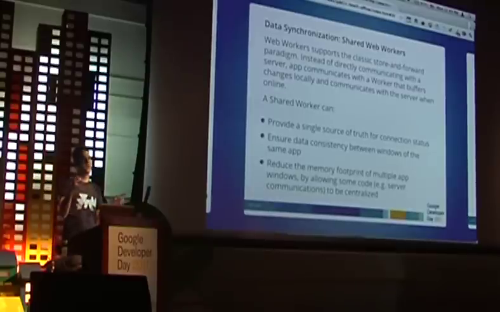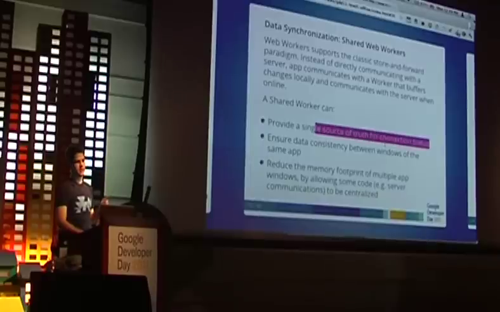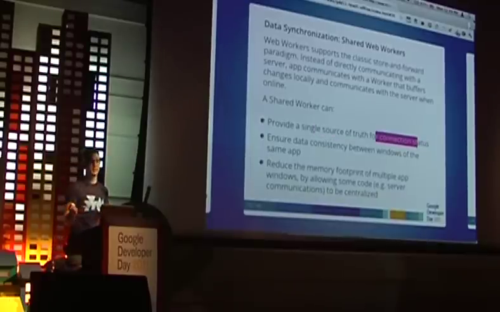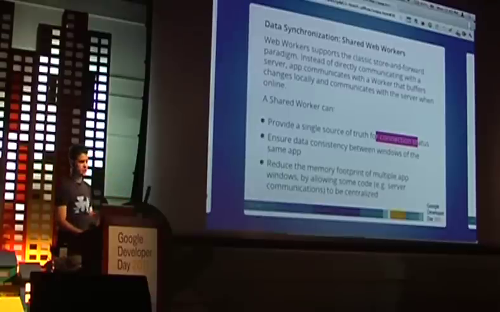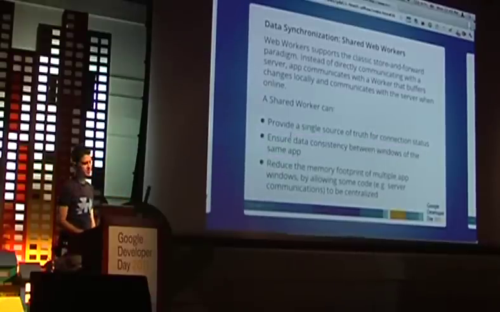Using a shared web worker means that both of those tabs can have the same worker beneath it, talking to both and keeping track of what the story is. This makes sure that your application doesn't get confused. The shared worker can be the one single thing that knows the status, so you can just ask it, hey, are we online, are we offline? You can make sure that the data is consistent between the windows or tabs of your app.